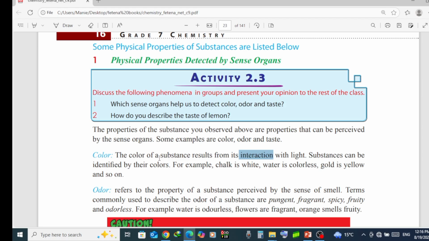For a color to be detected, there must be an interaction between an object and light. Substances can be identified by their colors. For example, chalk is white. Yeah, there are white chalks and there are also non-white chalk. But the color of chalk, let's take it white. Water is colorless, gold is yellow, and so on.